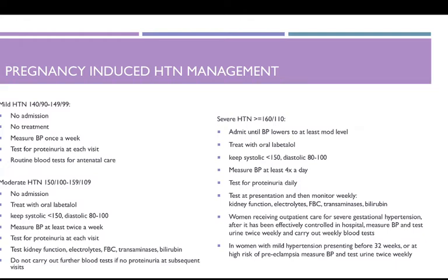If a woman is receiving outpatient care for pregnancy-induced hypertension after it's been effectively controlled in hospital, so she had severe hypertension, it was reduced to a moderate level, and now she's receiving outpatient care, you should be measuring her blood pressure and testing her urine twice weekly, and carrying out the weekly blood tests: kidney function, electrolytes, FBC, transaminases, bilirubin. In a woman with mild hypertension presenting before 32 weeks or at high risk of preeclampsia, you should be measuring blood pressure and testing urine twice weekly.